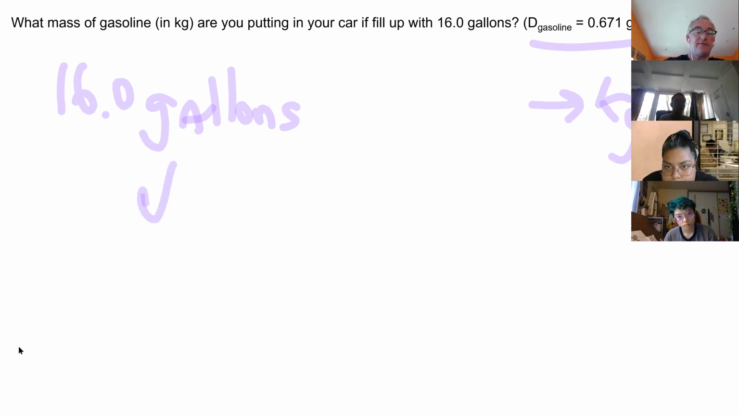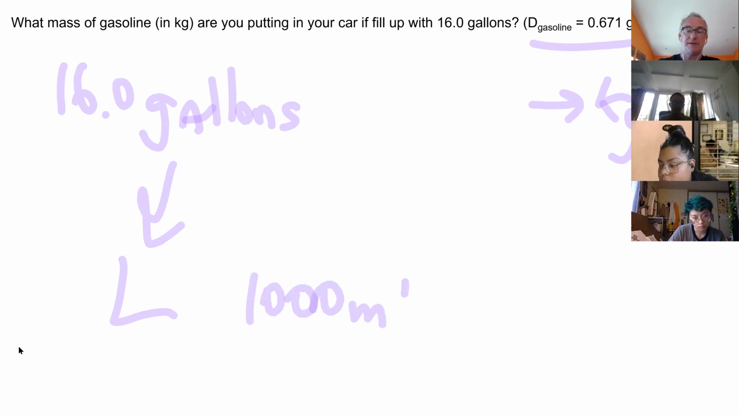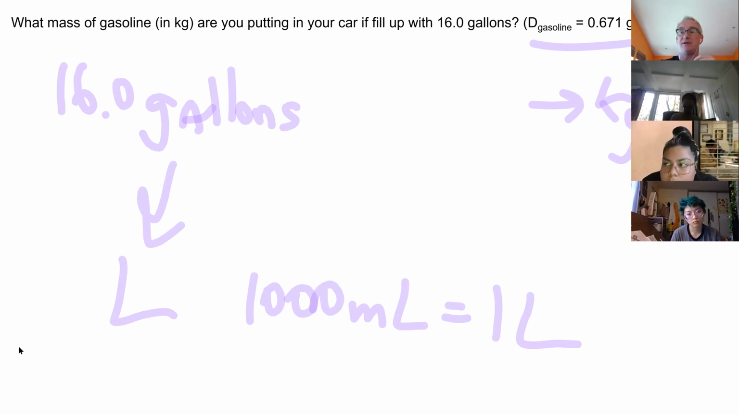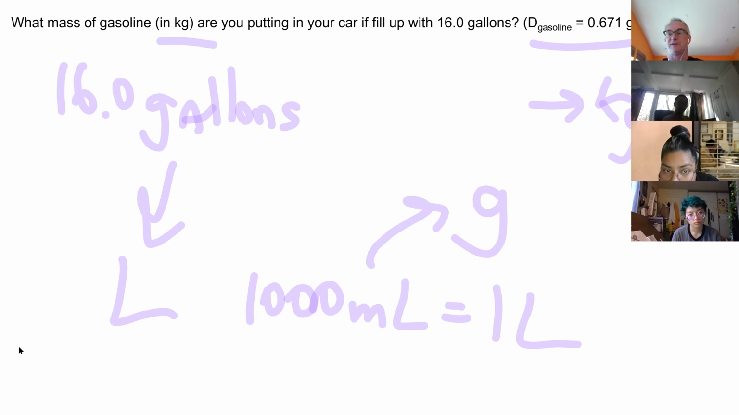Right, so gallons, you want to convert that to liters. That's fairly straightforward. But what's a mil? What's an ml? Milliliters. Right. So there are 1,000 milliliters in 1 liter. So you convert gallons to liters, you convert liters to milliliters, and then using the density, you convert milliliters to grams, and then grams back to kilograms. So there's a lot going on in that one. There are like 4 conversions you need to do.